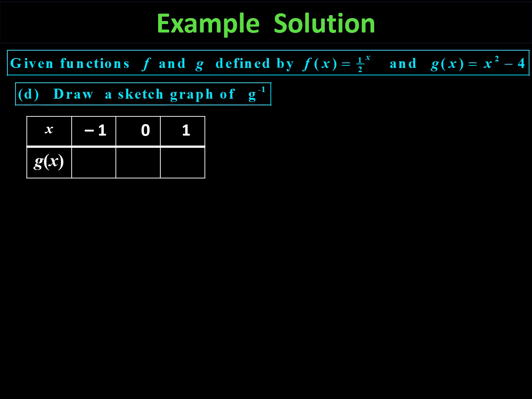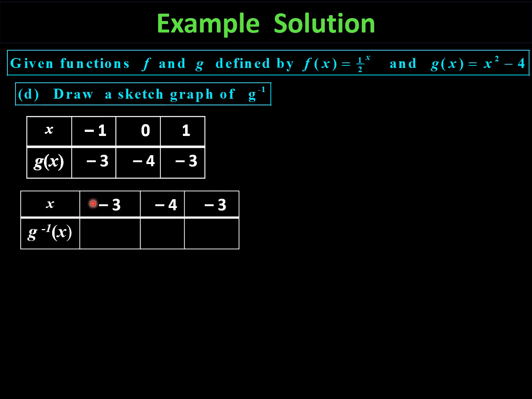That's correct. You set up a table, and your table here preferably would be -1, 0, and 1. Always try to make use of that. It should always help you. So if we compute the output values, those are the output values. But that's the table for g. If we want to draw the inverse, we need to invert it. You don't have to redraw the table. You can just see that it will be -3 and 1, -4 and 0, and -3 and 1. But let's just complete it.